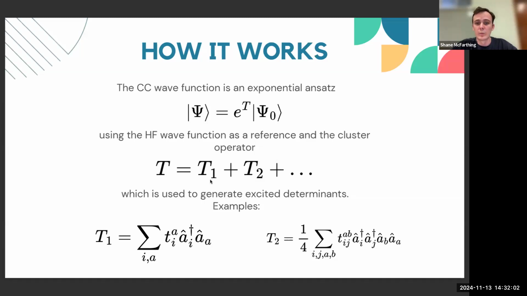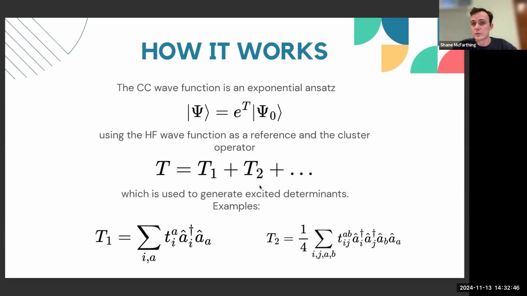So when we take a look at these terms that make up the cluster operator, they're actually operators that create excitations. So it's a sum of excitations. For T1, it's a single excitation, which is a way of moving one electron from an occupied orbital to an unoccupied orbital. That's why we have this creation operator at orbital I and the annihilation at orbital A. And we have these coefficients TIA, which are the amplitudes in the wave function. The single excitation operator is the sum of all possible single excitations that we can create. And in this wave function, it'll be the single excitations applied to the Hartree-Fock state.